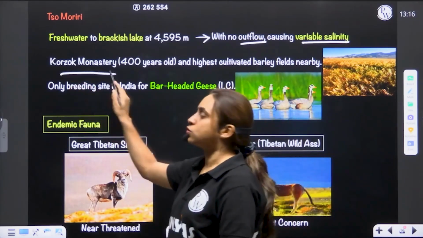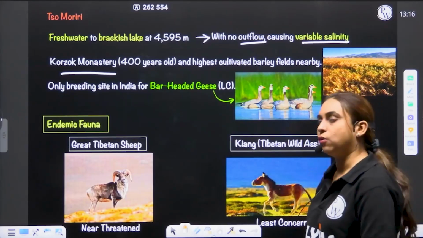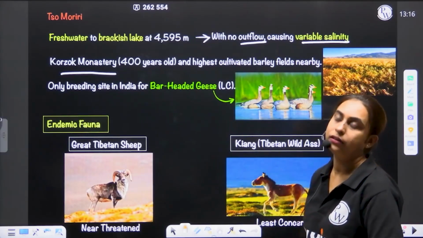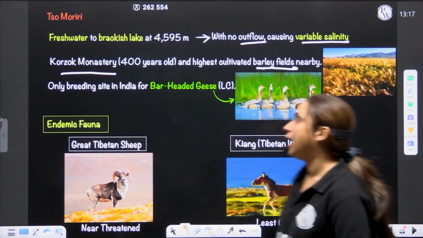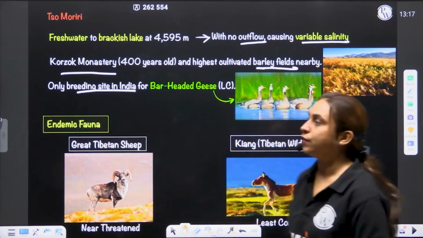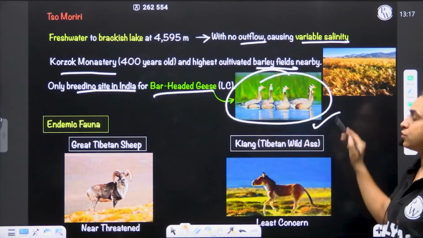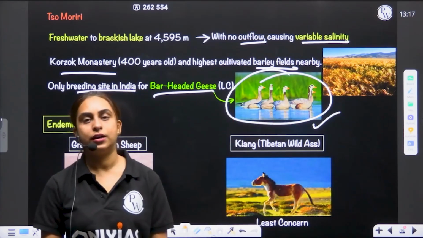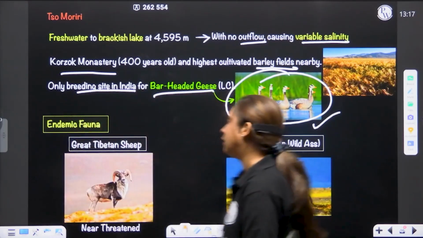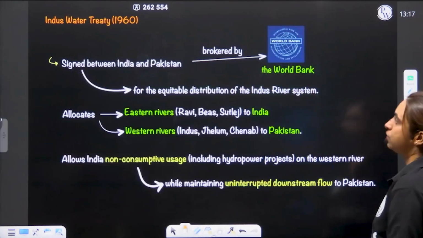We have seen this monastery, that is named after the village. It also has wetland, so it will have rice fields, it has barley fields, and it has the only breeding site of India for the bar-headed geese. You can see this is an important information. Bar-headed geese, the only breeding site. The other fauna that you have is Tibetan sheep. You also have the Tibetan wild ass here, the kiang. You have Tibetan sheep here.